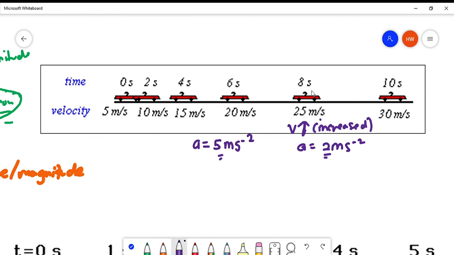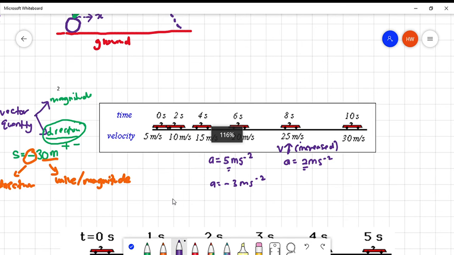So sepanjang masa, okay, acceleration tu akan bertambah. So let's say it's negative, let's say negative 3. Meaning that the velocity will be decreased by 3 along the motion. Okay, simple je, acceleration. So now we're gonna look at new stuff.